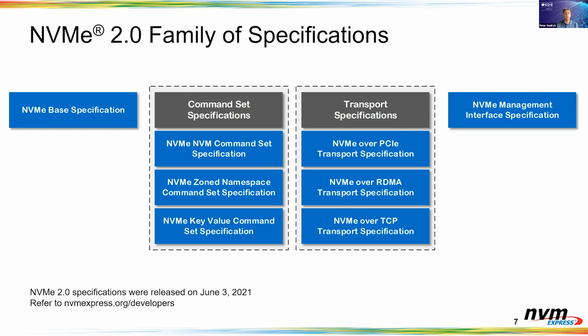We have the NVMe over PCIe transport specification, the NVMe over RDMA transport specification, and the NVMe over TCP transport specification. The NVMe over Fibre Channel transport is defined by T11 and not by the NVMe organization, so it's not listed here. So to summarize, NVMe 2.0 is all about refactoring the NVMe specifications, and the new NVMe 2.0 family of specifications are shown here. With that introduction to NVMe 2.0 spec refactoring, let's turn our attention to what is technically new in NVMe 2.0.